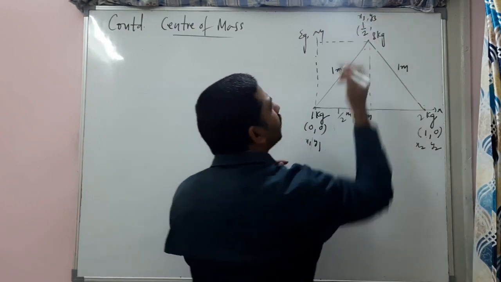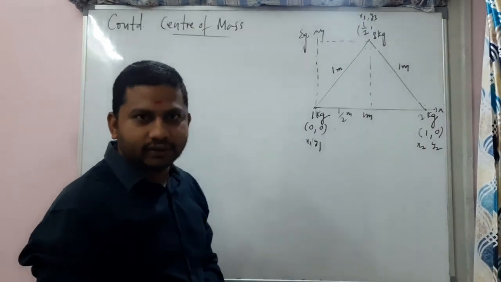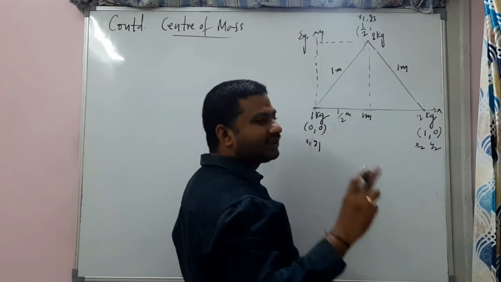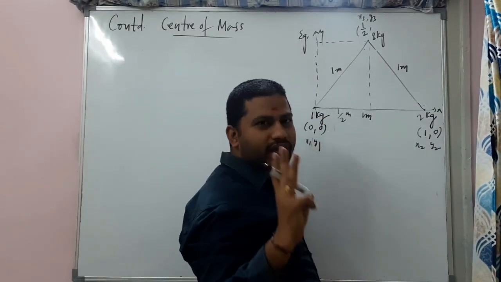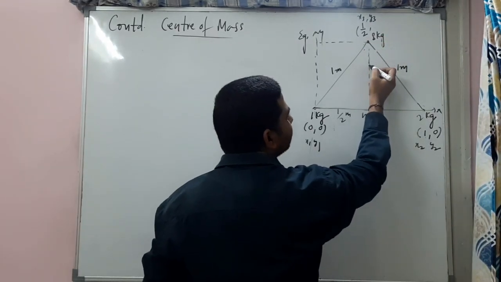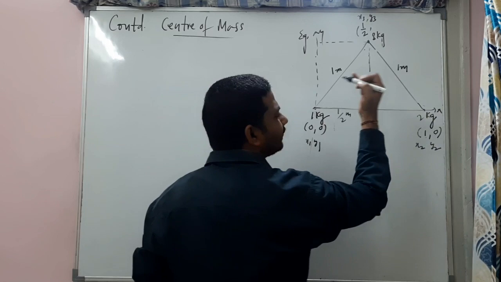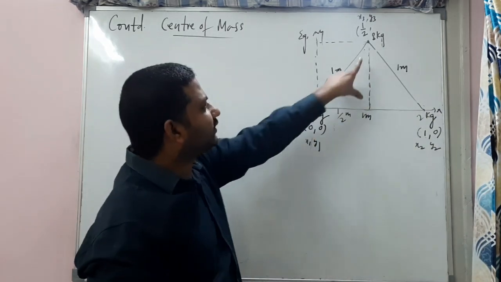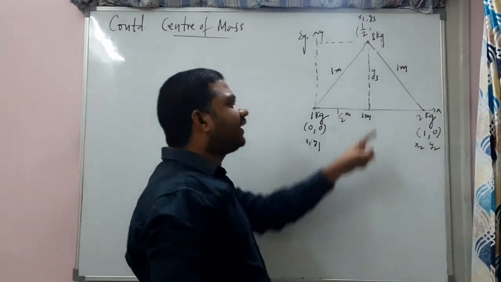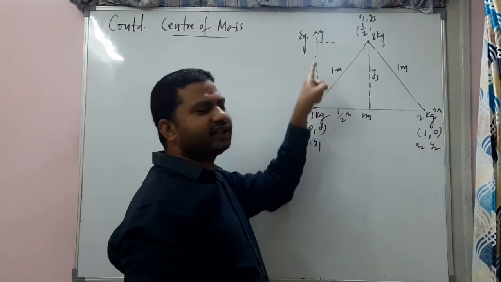Most of the students went wrong in identifying y3. What is the problem here? Look at here. y3 means what? The third particle's position along the y-axis. Its position is calculated by this line. So this is y3. To find this y3, you can use the Pythagoras theorem here.